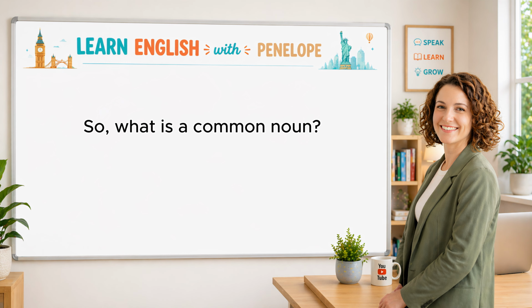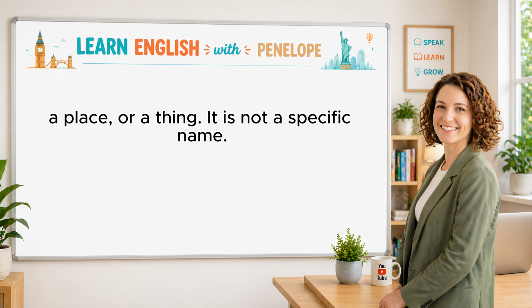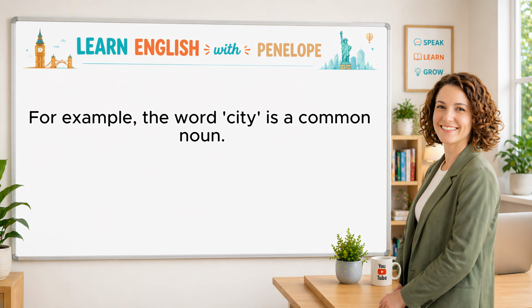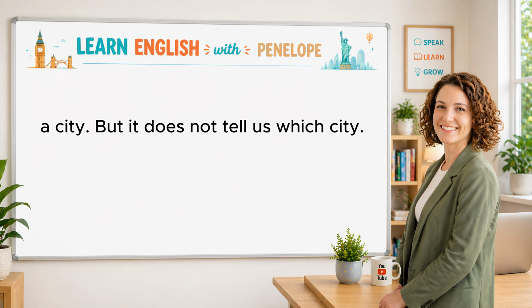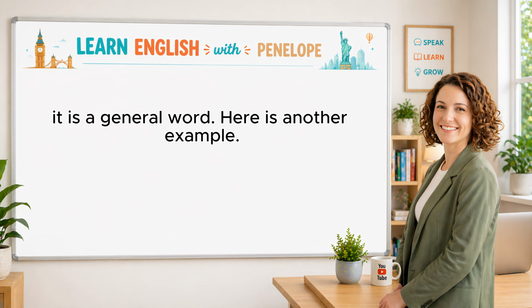So what is a common noun? A common noun is a general name for a person, a place, or a thing. It is not a specific name. It is just a general word. For example, the word city is a common noun. It tells us the type of place, a city, but it does not tell us which city. It could be any city. That is a common noun. It is a general word.